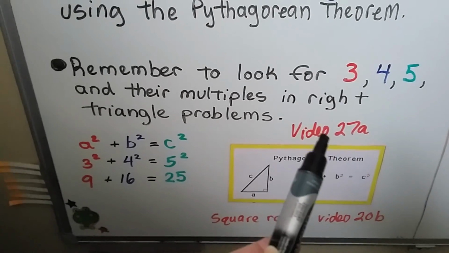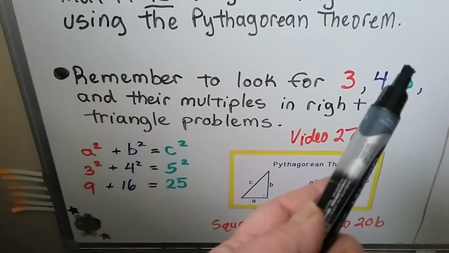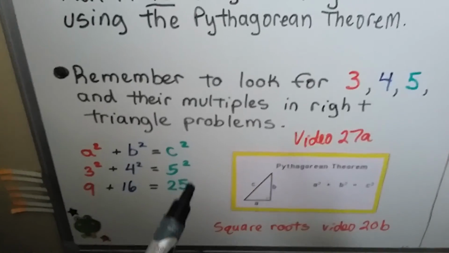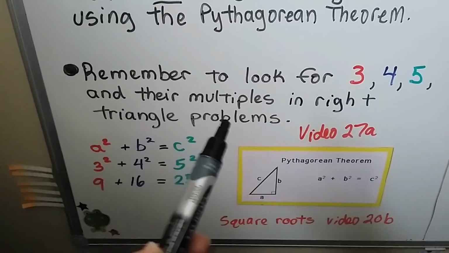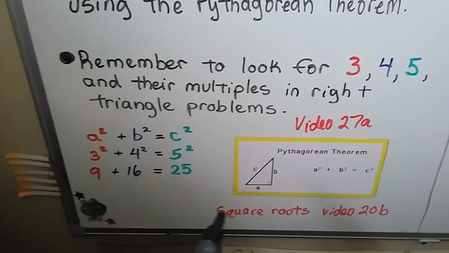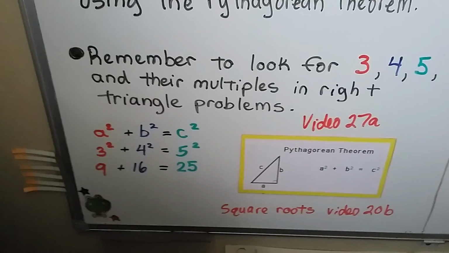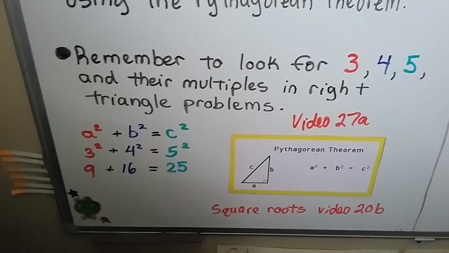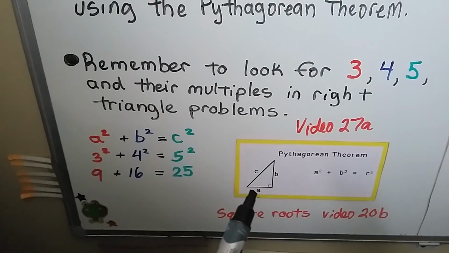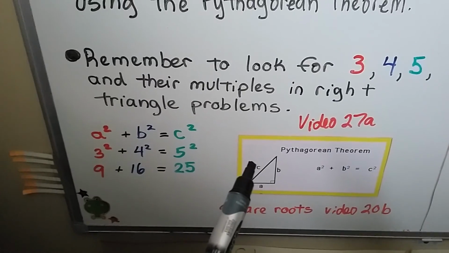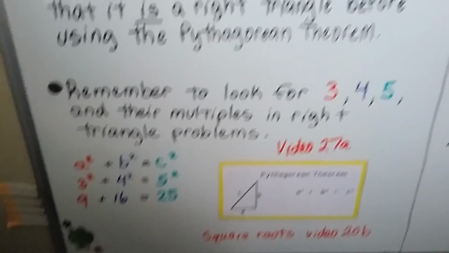We talked about this in the previous video. 3, 4, and 5 is special to the Pythagorean theorem, and so are their multiples. And if you're confused about these square roots, you need to watch video 20b, where we talked about square roots, okay? So a squared plus b squared is going to equal the hypotenuse c squared, okay?